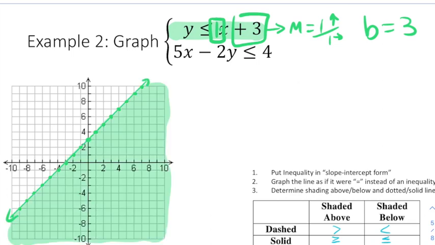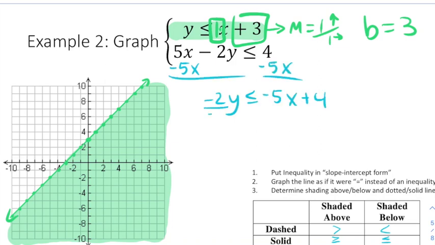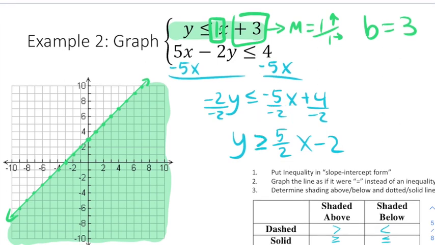below. Now this inequality is not in slope-intercept form, so we're going to have to manipulate it. I'm going to start by moving over that 5x, and then dividing by -2. Now remember, when I divide by a negative, that I have to flip the inequality sign. So this becomes a greater than or equal to.